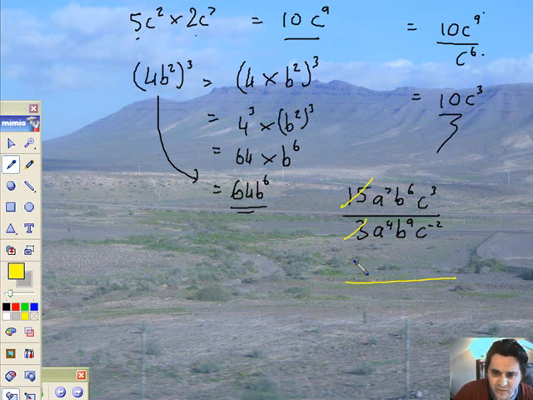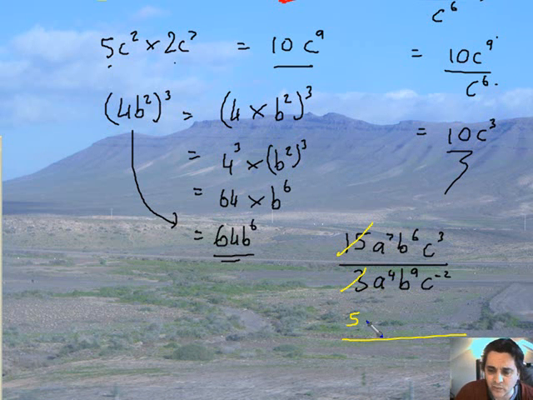Right, 15 divided by 3, that's 5 on top. A to the power of 7 divided by a to the power of 4, a to the power of 3 on top. B to the power of 6 divided by b to the power of 9 is going to be b to the power of minus 3. And c to the power of 3 divided by c to the power of minus 2 is 3 minus minus 2, which means 3 plus 2, which is going to be c to the power of 5. Now that's okay as it is. That's correct.